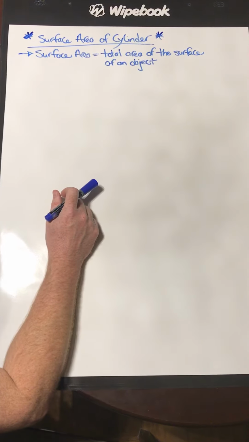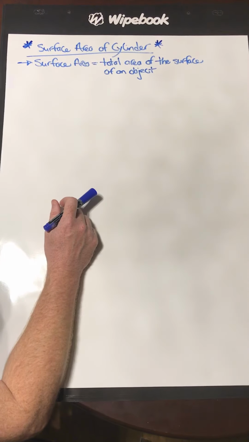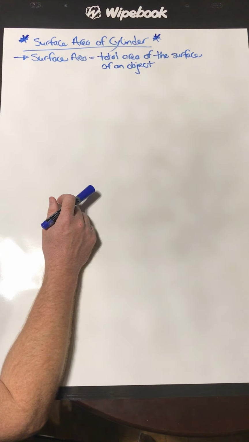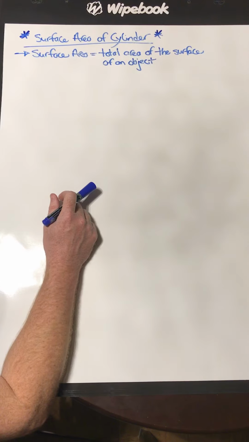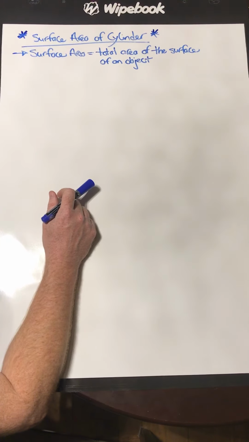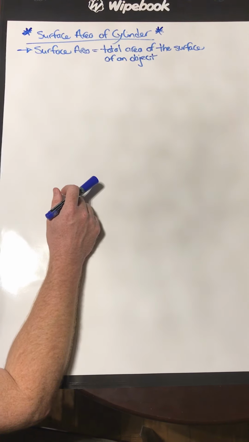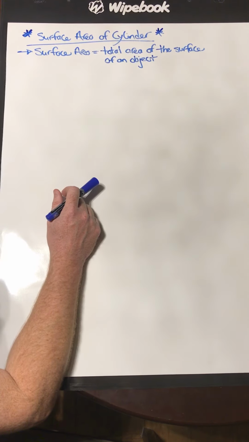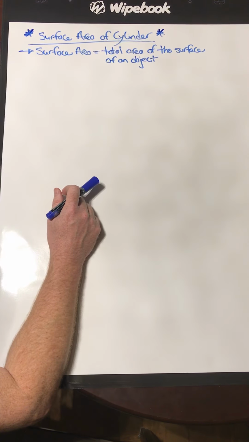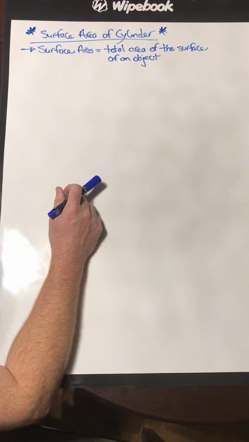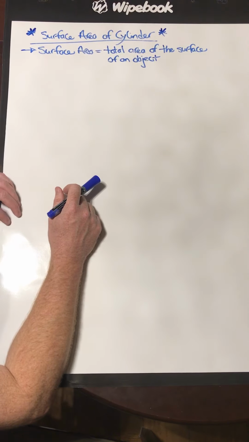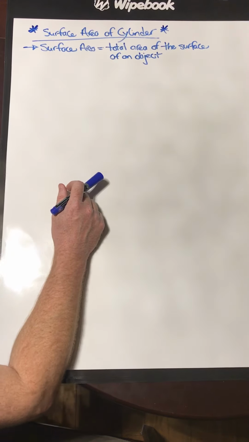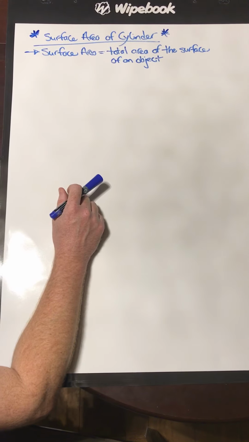We're back in our math class and using the whiteboards. And today we're going to do a little bit of review on the surface area of a cylinder. And just to start, we want to confirm what surface area is, and that is the total area of the surface of an object.